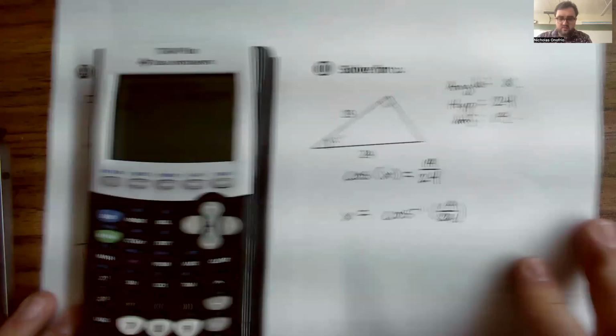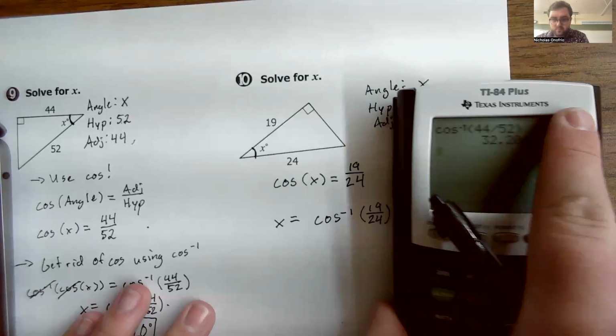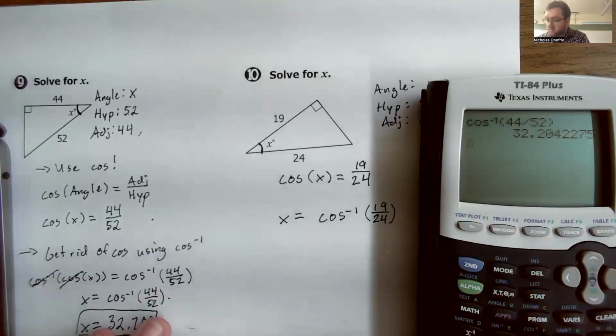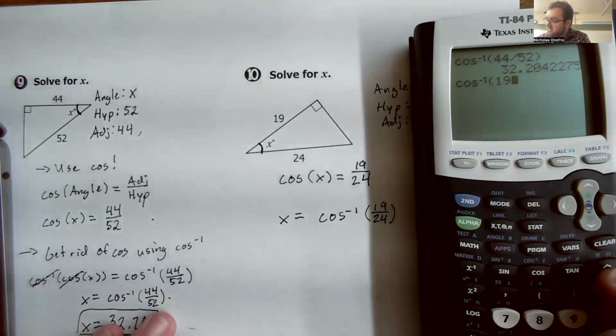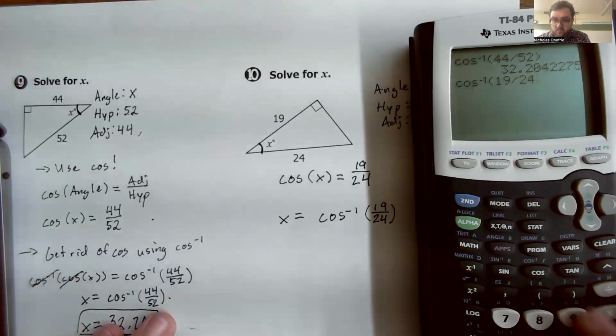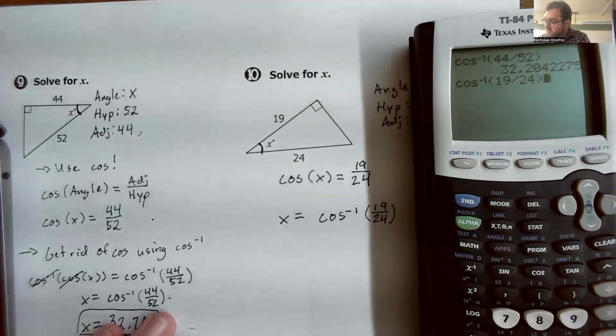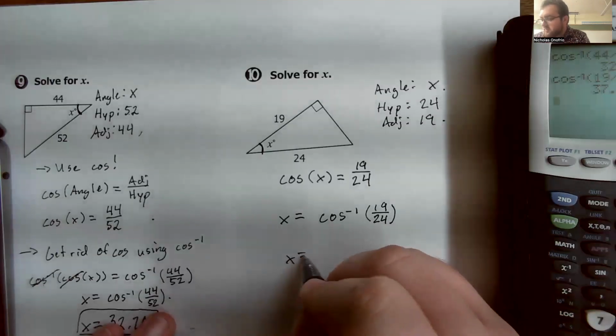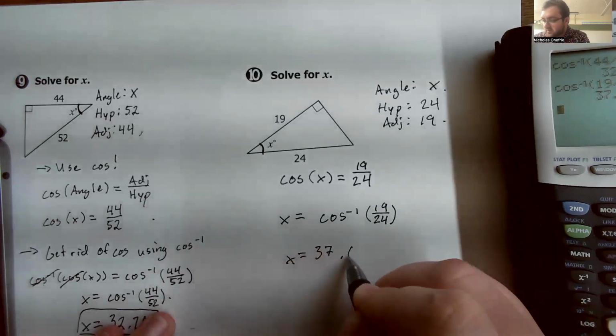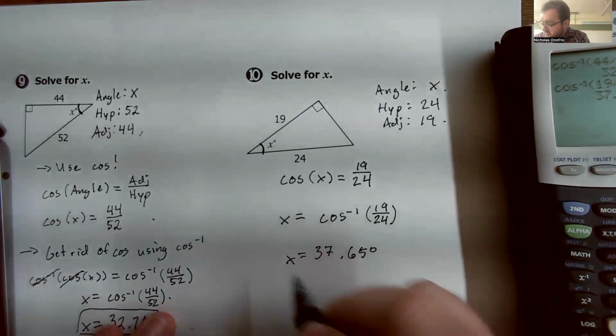So putting that into our calculator, inverse cosine of 19 divided by 24 will give you a total of X equals 37.65 degrees.